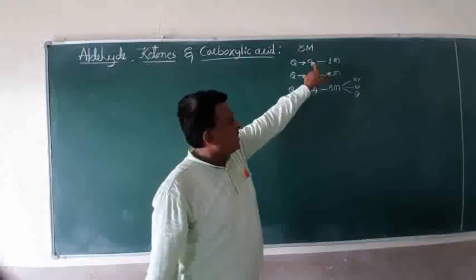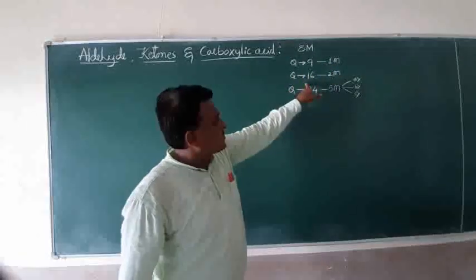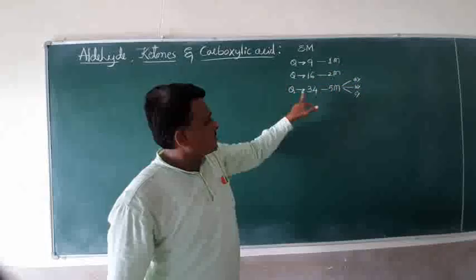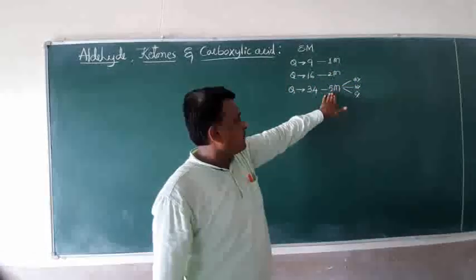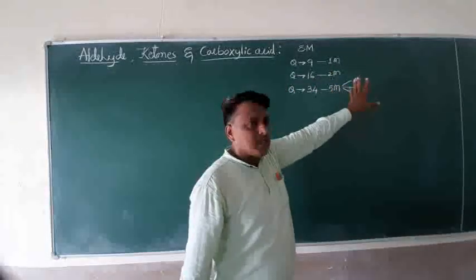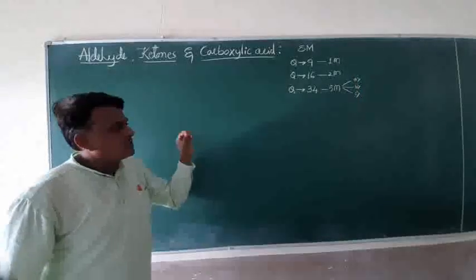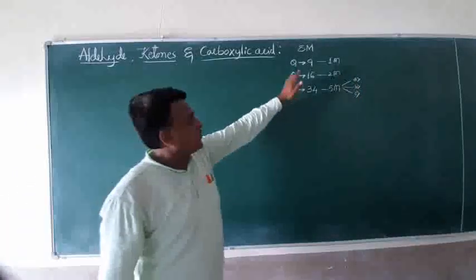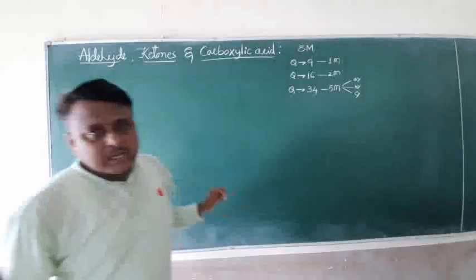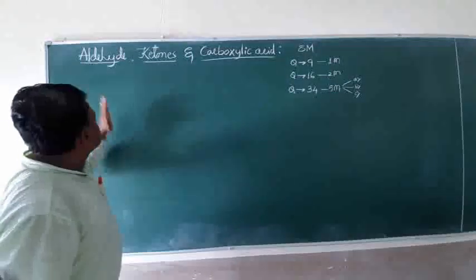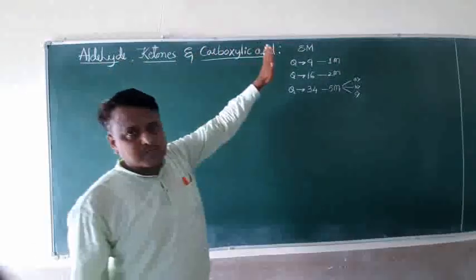Question number 9, 1 mark. Question number 16, 2 marks. Question number 34 having 5 marks in parts A, B, C. There are 3 sub-questions in question number 34. Totally the weightage is 8 marks in the chapter aldehydes, ketones and carboxylic acids.